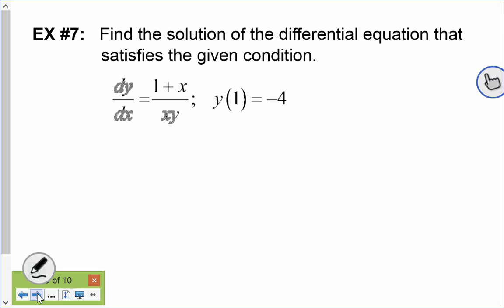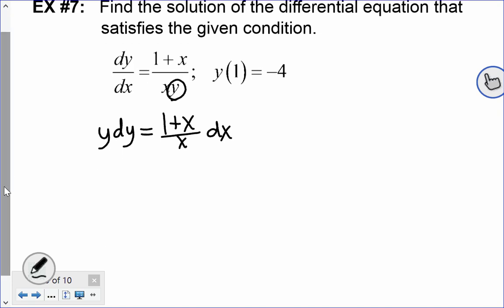So we're going to separate again. So everything with an x in it needs to stay over here to the right. So that's 1 plus x over x dx. Then we're going to multiply by y to get this y out of the bottom. So that gives me y dy. And then we're going to integrate both sides.